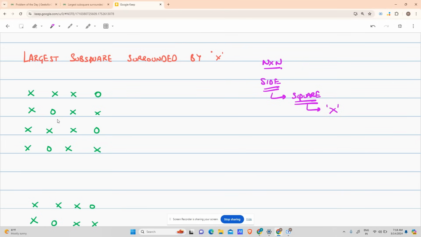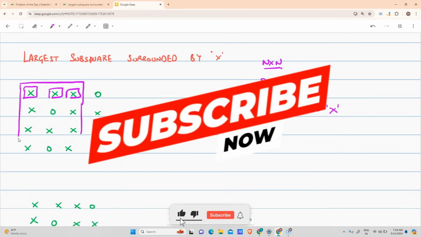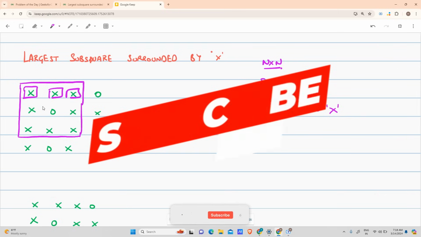If we try to identify the squares which are present here, this is a square, right? This is a square of side 1. Similarly, all the elements of X are squares, right? You can mark them up on your own. Another square is this one. You can see the boundary of the square is only surrounded by X. It doesn't matter what is inside, it is 0, but the boundary is X.